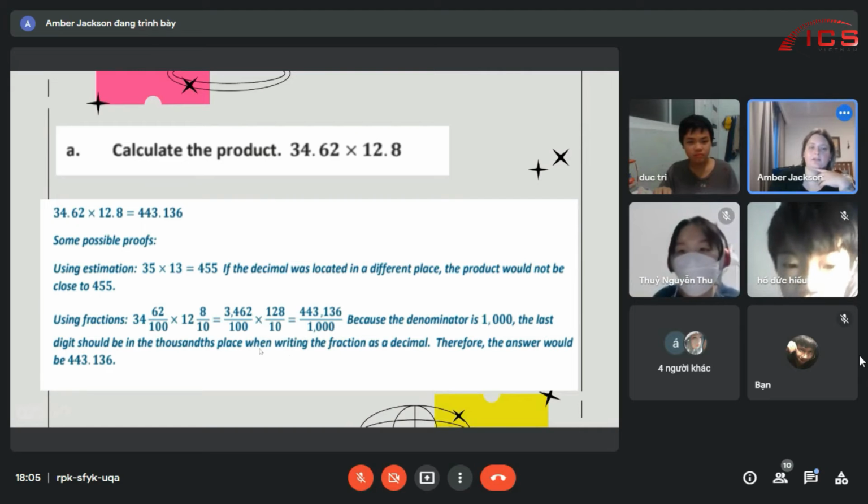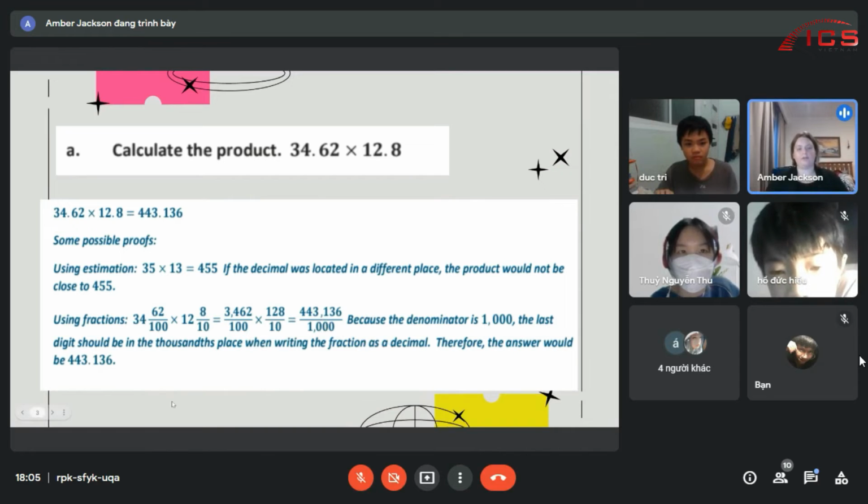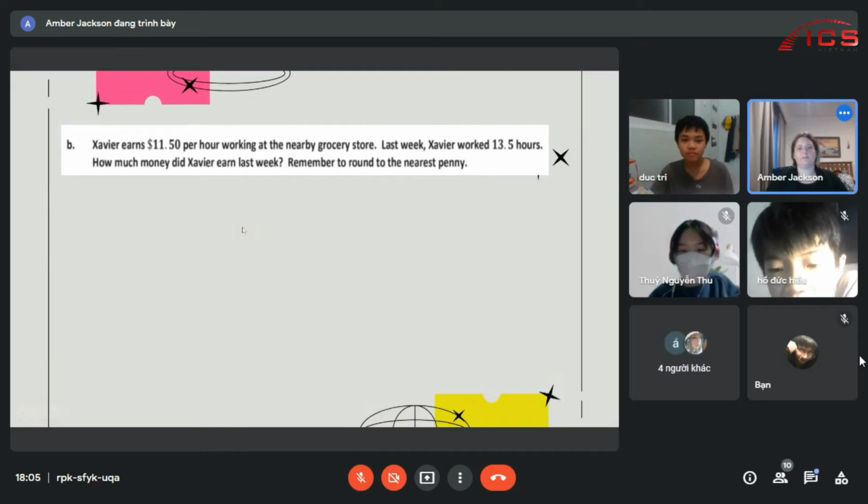All right, so we know at this point that the answer would be 443, and then because there has to be 3 places after the decimal, 0.136. So does anyone have any questions over how we did that? If not, let's move to the next one.